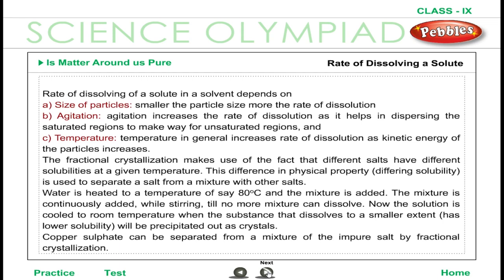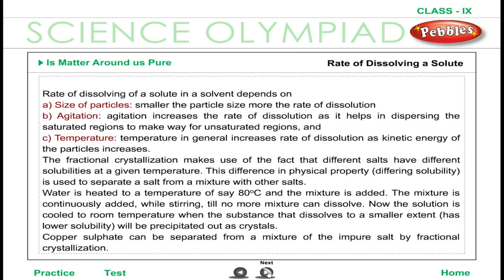The rate of dissolving of a solute in a solvent depends on the size of particles. The smaller the particle size, the more the rate of dissolution. Agitation. Agitation increases the rate of dissolution as it helps in dispersing the saturated regions to make way for unsaturated regions. And temperature. Temperature in general increases the rate of dissolution as the kinetic energy of the particles increases.